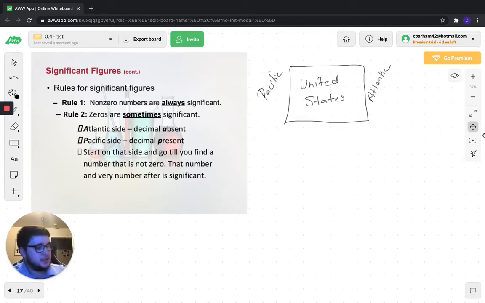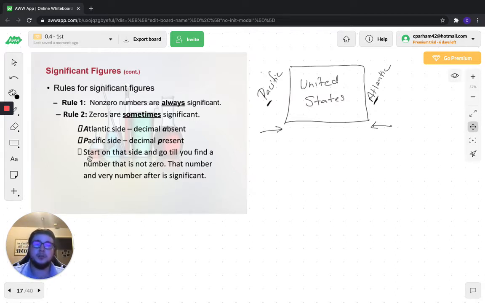Okay? And this is important because the first letter of each ocean will tell us something about the number that we're looking at. So if you look at your slide, decimal absent means I'm going to approach the number from the Atlantic side. Decimal present means I'm going to approach the number from the Pacific side. So what I mean from the Atlantic side, I'm going to start looking at my number from right to left. And from the Pacific side, I'm going to start looking at my number from left to right.